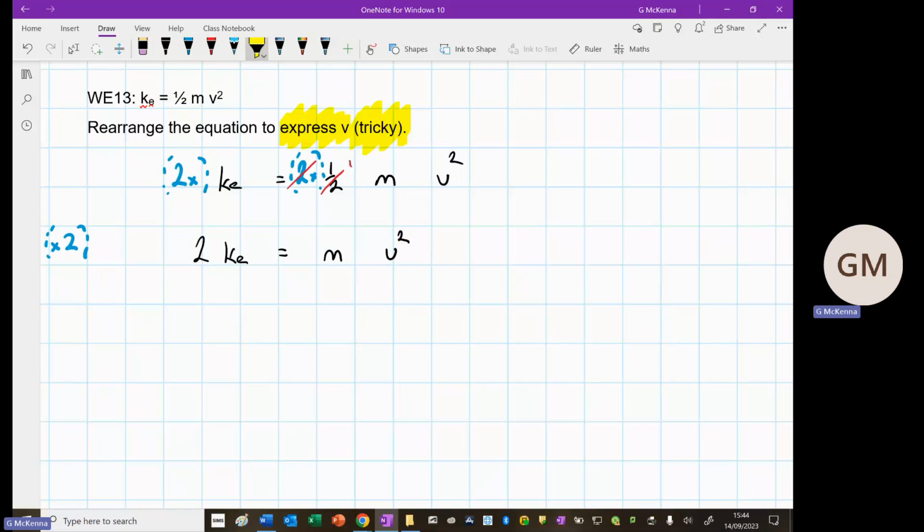Now, in this example, we are not looking for m, we're looking for v. I know it's v squared at the moment. We'll come back to that at the very end. The first thing we now want to try and eliminate, if we can, is the m. So we're going to have to divide both sides of the equation by m.